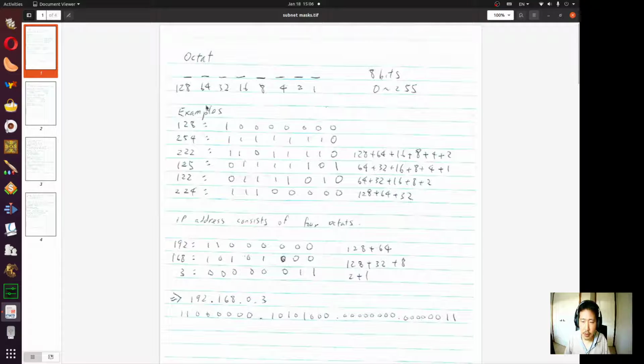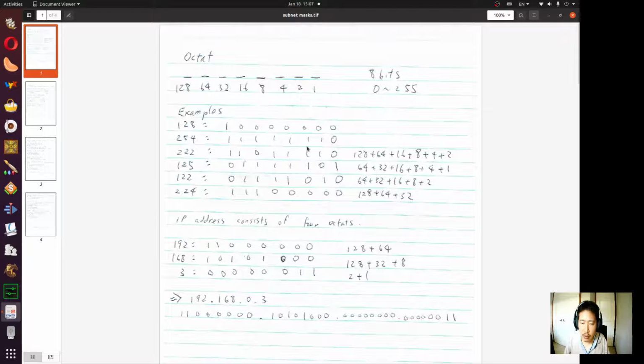So here are some examples. To represent 128, you just have to turn on the 8th position, right? So it's 1 0 0 0 0 0 0 0. In the other extreme, if we turn on every position, so that's 1 1 1 1 1 1 1 1, then it will be 255, right? So to get 254, you just have to subtract 1. So you just have to turn on everything except the 1. So that's what it is here.